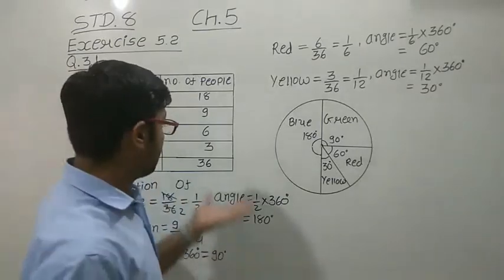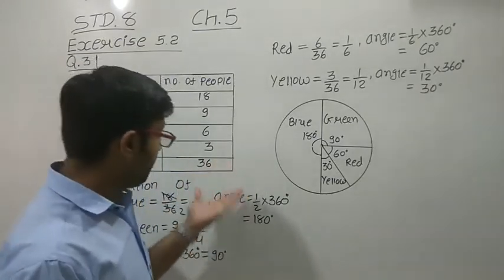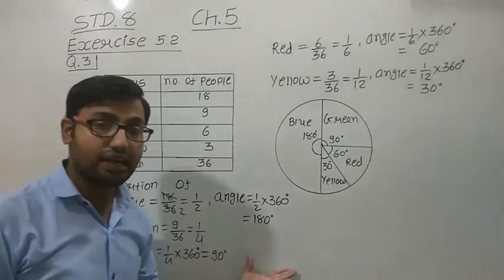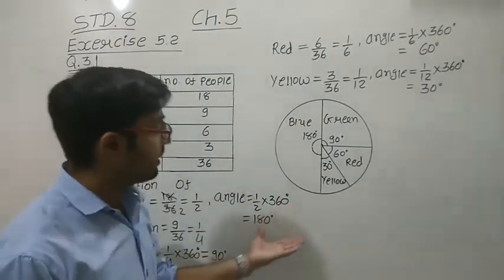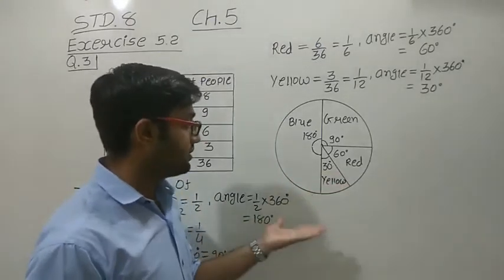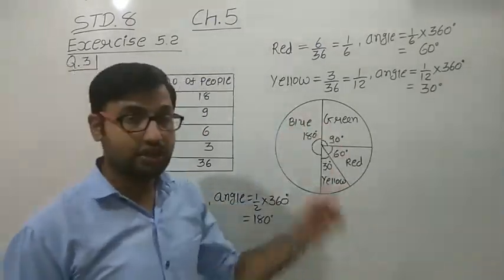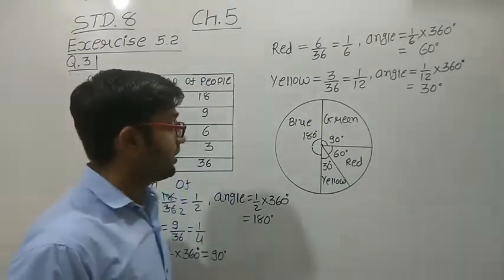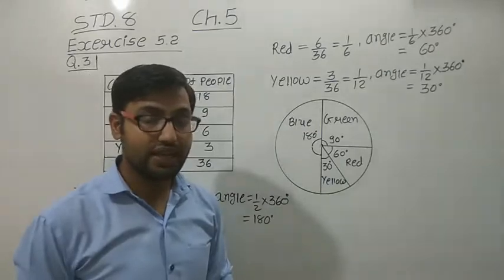So from the data we have been given, we have to find the proportion, and from that we can find the angle. And this angle we have to make in the circle, right? The base we have to take as 360 degrees because the total angle of the circle is 360 degrees. So in this way we can draw the pie chart. So this is all about this lecture.